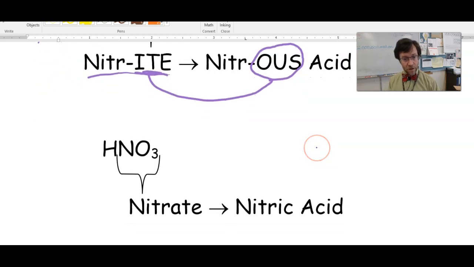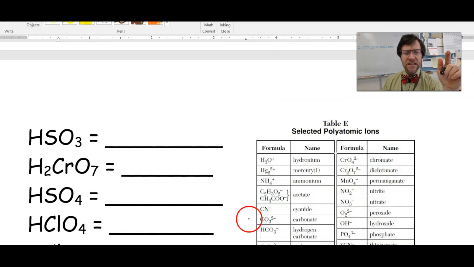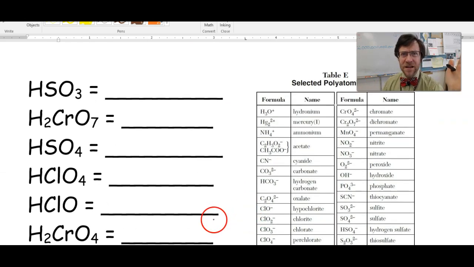All done. Now this one, NO3. If I look up on table E, it is a nitrate, and it goes ate to ic. So it turns into nitric acid. And that's all you do. If you notice, when you have a ternary acid, there is no hydro. It's only for the binary acids. Something like this with a polyatomic ion, no hydros. Got it? Great.